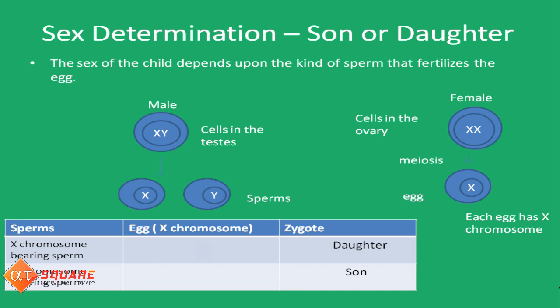If the egg X is fused by X-bearing sperm, the resulting combination is XX, that is female type, and the child produced is female, that is a daughter. If the egg X is fused by Y-bearing sperm, the resulting is XY, that is male constitution, and the child produced will be a male or a son.